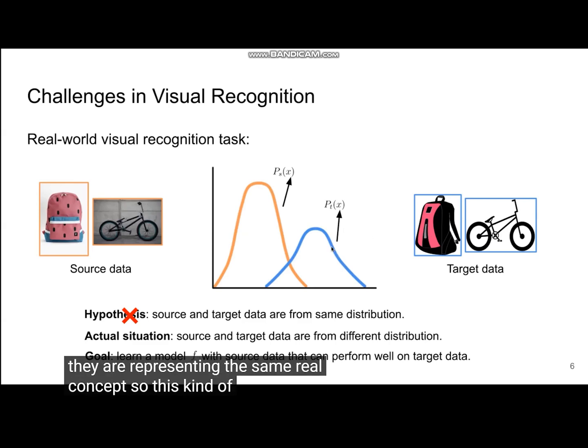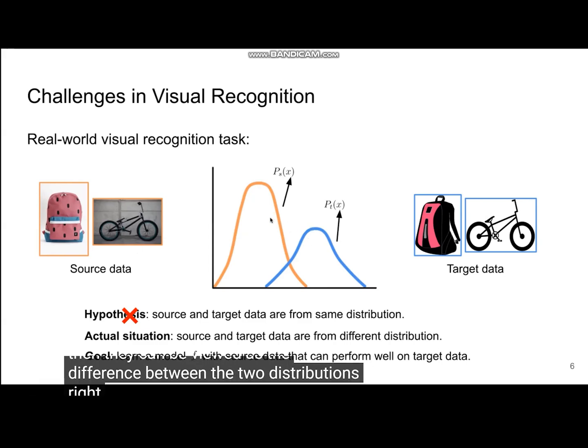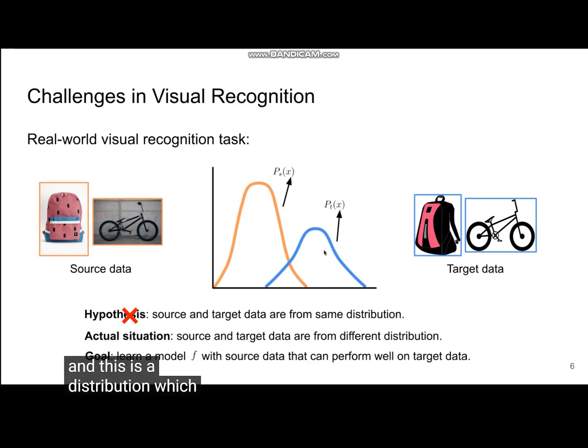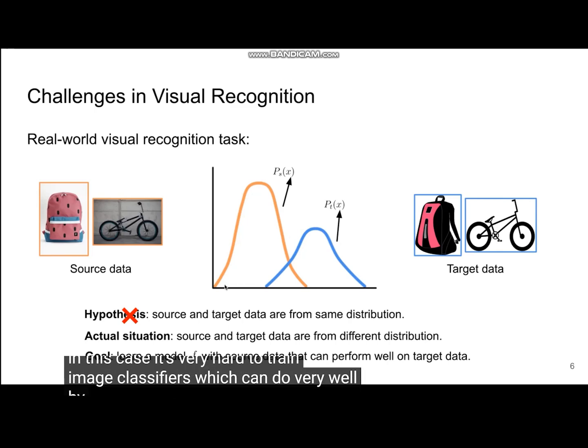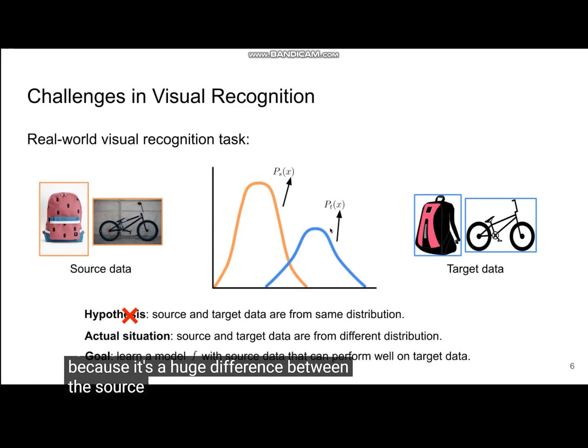So this kind of difference across the source domain and target domain, if you want to understand it mathematically, can be viewed as the difference between the two distributions. The orange one represents the data distribution in the source domain, and the blue distribution represents the target domain. In this case, it's very hard to train image classifiers that do well by only using the source data, because there is a huge difference between the source and target data.